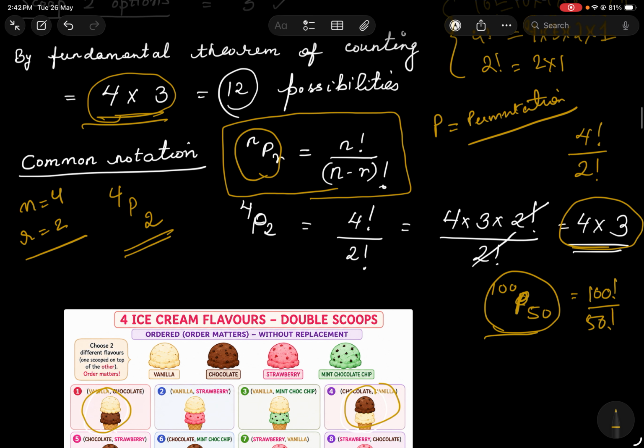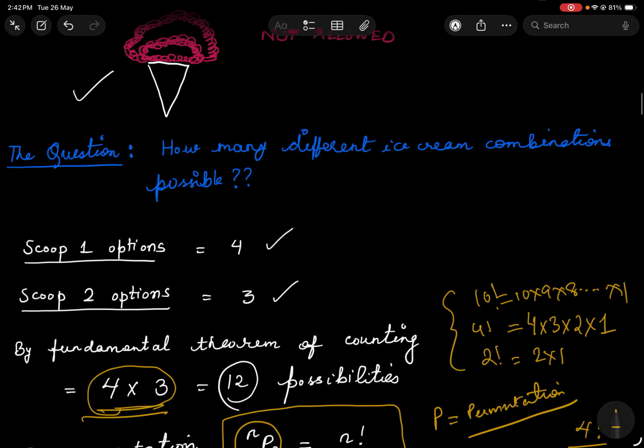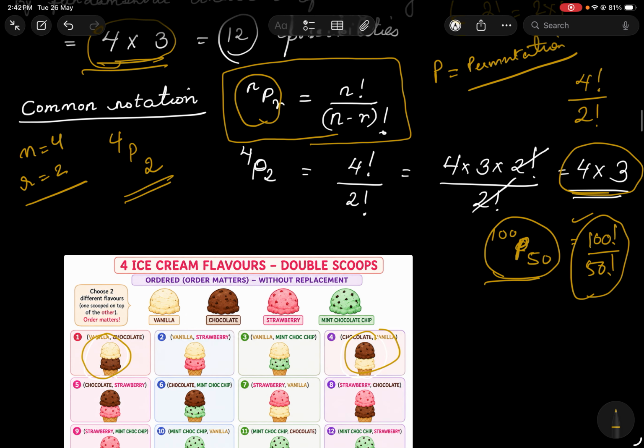Now for this particular thing, 100P50, writing down 100 into 99 into 98 into 97 doesn't make sense. So this is a better notation. The ordered without replacement case, we solve it by nPr. Suppose you have 4 options and you have to choose 2, the order matters, and you cannot have the same thing twice. Then this is the way to go.